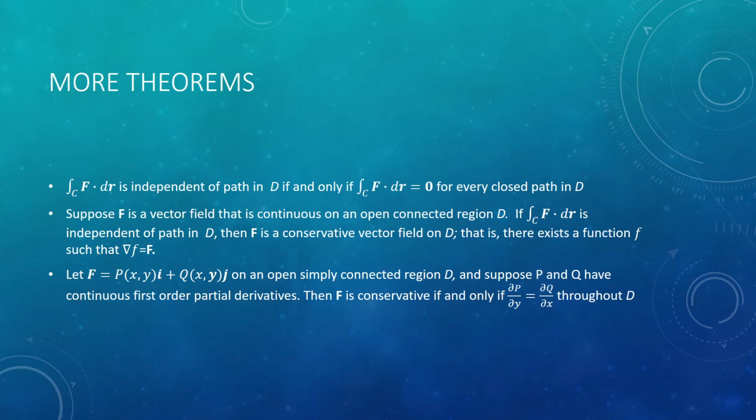Suppose you can write f as a function P of two variables times i, plus a function Q of two variables times j, on an open, simply connected region D. Simply connected quite often means there aren't going to be any holes within it either. And suppose P and Q have continuous first order partial derivatives. Alright? Then f is conservative if and only if the partial of P with respect to y is equal to the partial of Q with respect to x for the entire region.